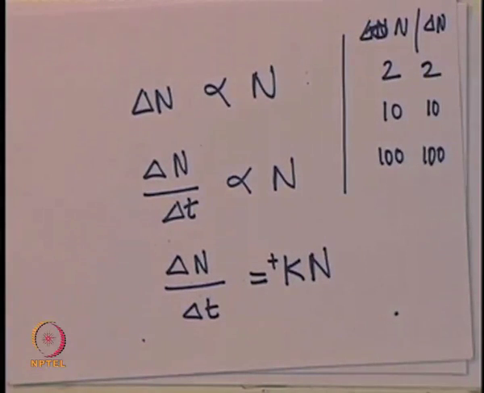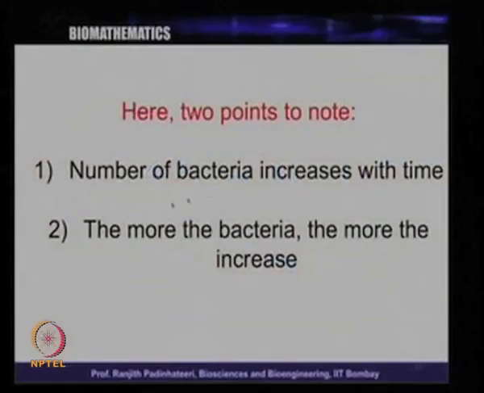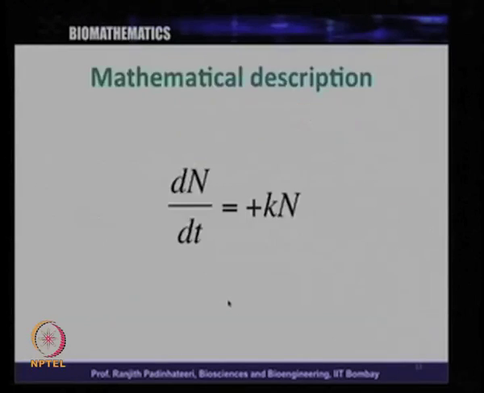As we said, there are 2 points to note. So, look at this slide. The 2 points to note is that first it increases with time. The second point is that the more the bacteria, the more the increase is. So, combining these 2 points, we get the following equation. So, let us look at the next slide, the equation, the mathematical description is the following.